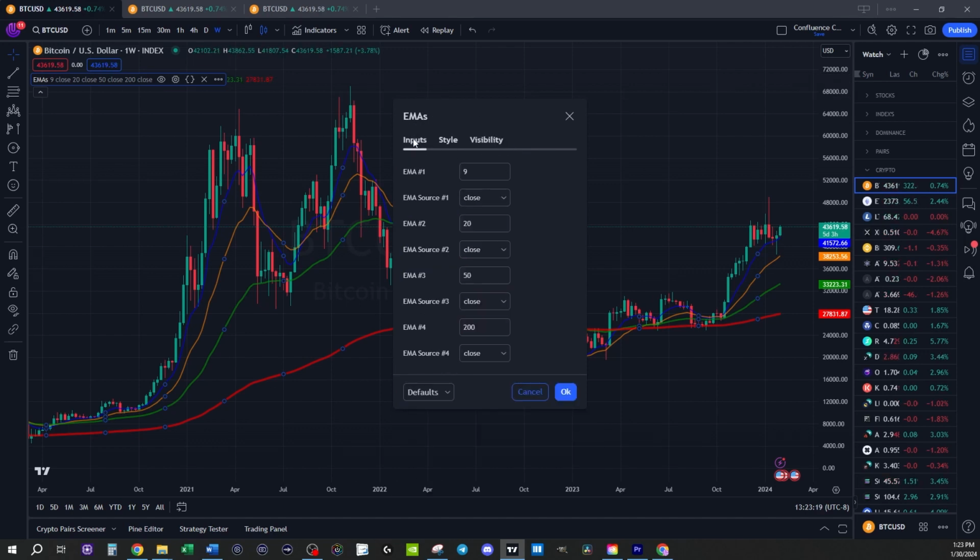Okay, let's get set up. Start off on the Inputs tab. Here you can see the 4 EMAs that you can configure. For 1 and 2, I set those up for 12 and 28.